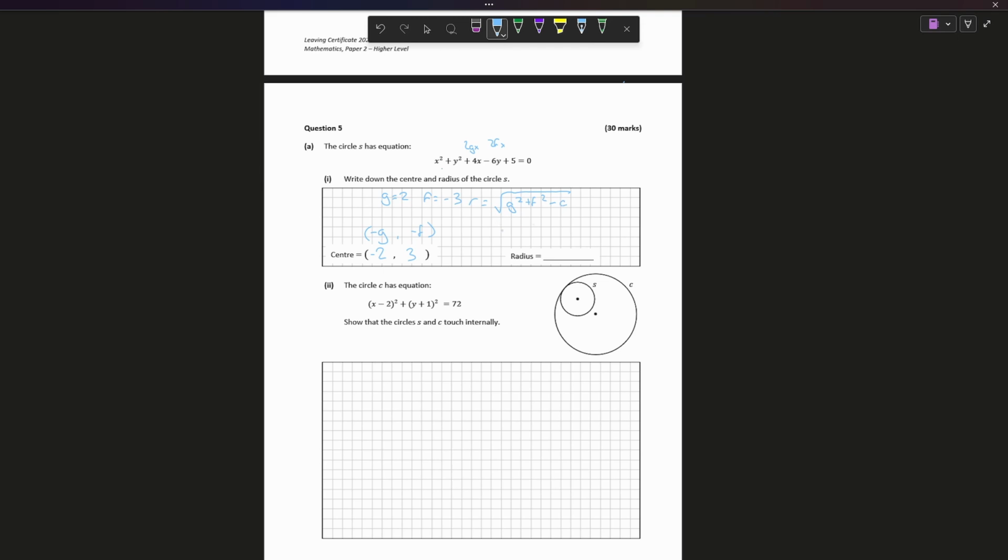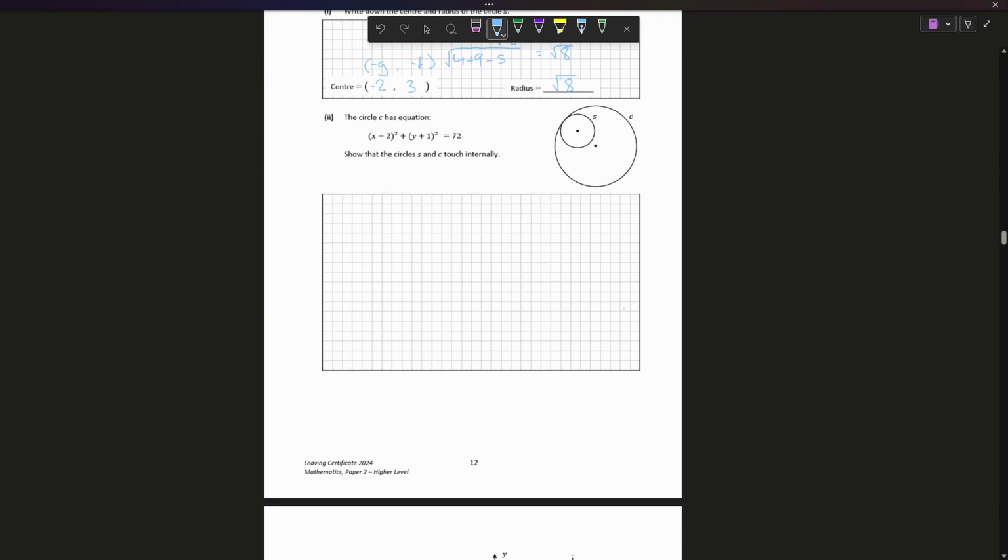It says here the radius equals the square root of g squared plus f squared minus c. Okay, so we know what g is, so g is 2. Now we know what g squared is. 2 squared is 4. Plus minus 3 squared is 9. And then minus c. So c is 5, so minus 5. So 4 plus 9 is 13, minus 5 is 8. So this is going to be root 8. Okay? First question, nice and easy.